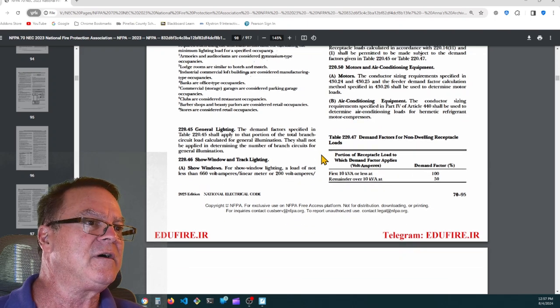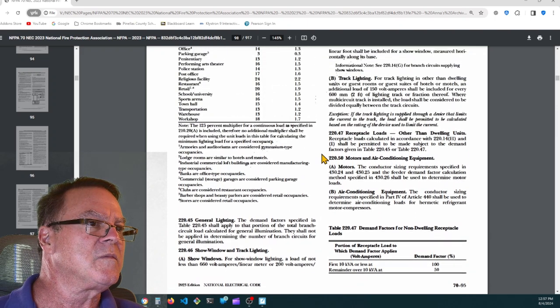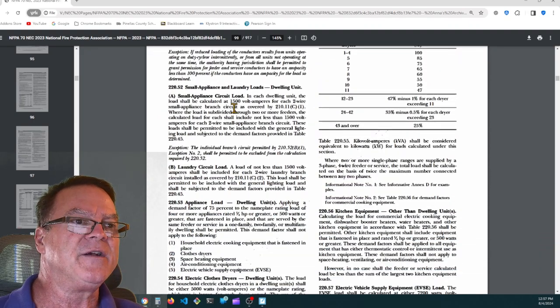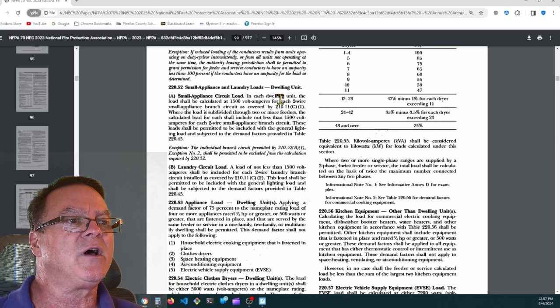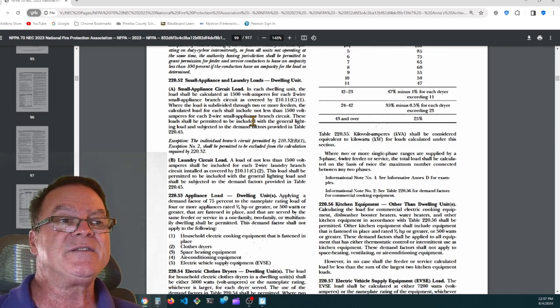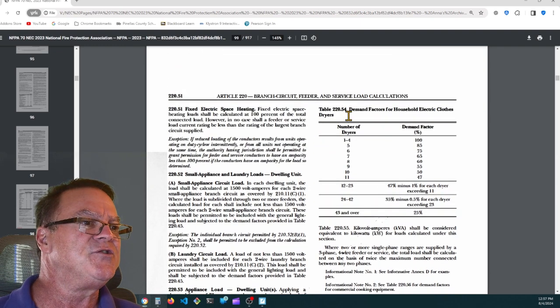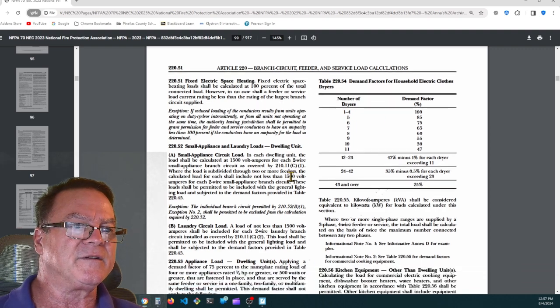And we have the laundry load. We need to add those in. Here's 220.52, small appliance and laundry load, dwelling unit. The reason we're calculating these now is because they're included in this 220.54 demand factor. Okay, and it'll tell us that.